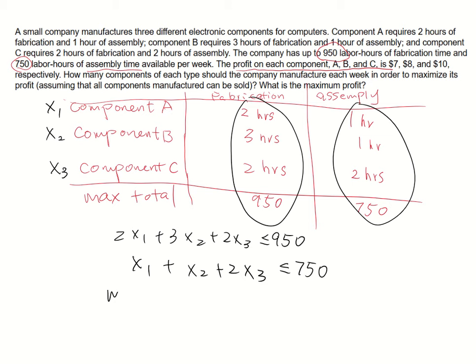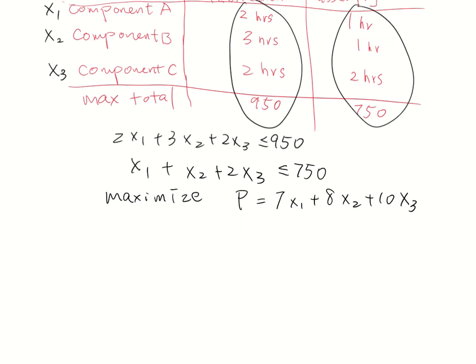We want to maximize the expression P, which is the profit, equals $7 for each component A, plus $8 for each component B, plus $10 for each component C. We're going to find the maximum P and when we'll have the maximum P.